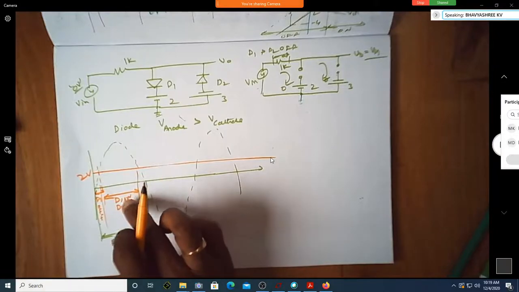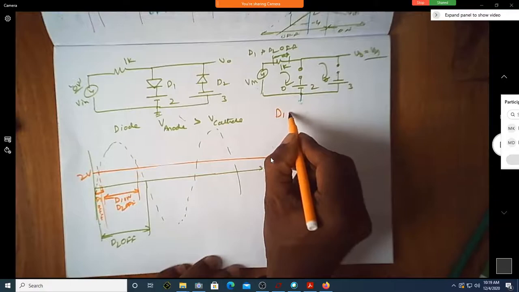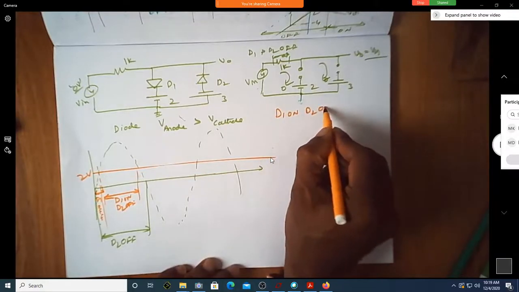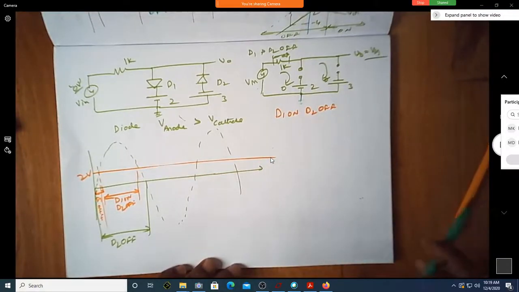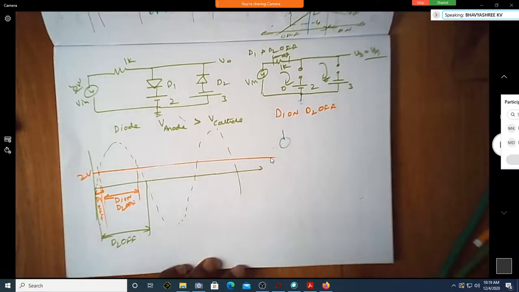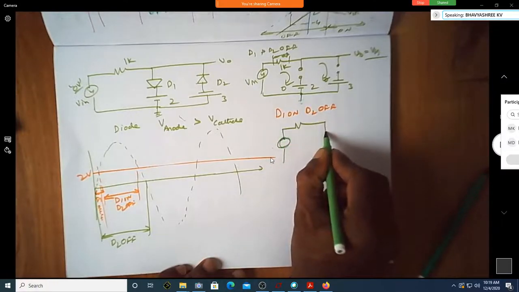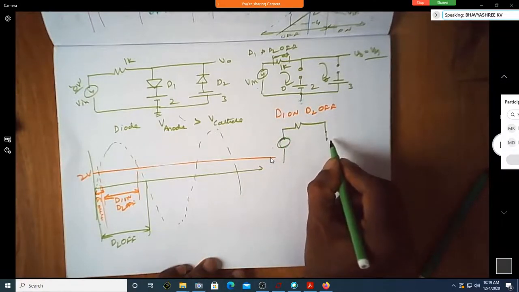When D1 is on, D2 is off. So we have to write the circuit. Now this is D1 on, D2 off. Shall I write the circuit? Yes, sir. I will write the circuit for this. Okay, this will be a short circuit.